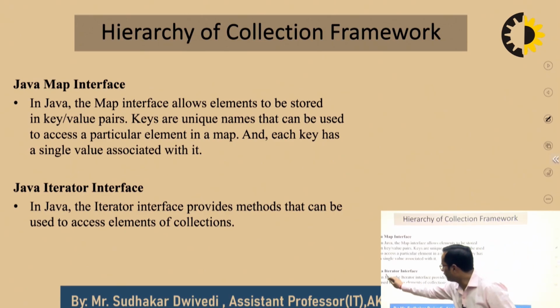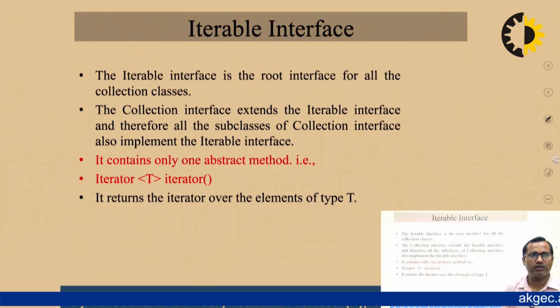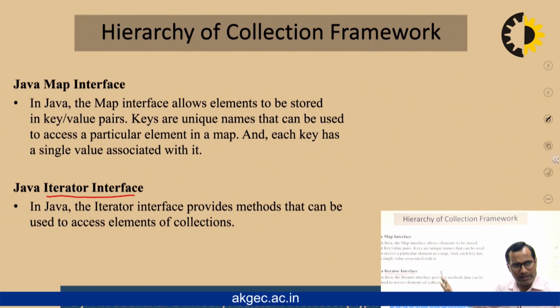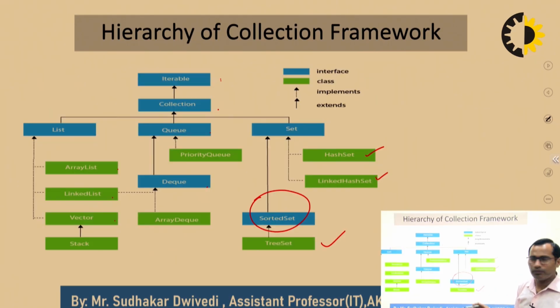Another one is the iterator interface. If we want to access or traverse all the elements of the collection, we will use the iterator interface. The iterator interface provides the methods that can be used to access the elements of the collection. Sorry, it's the iterable interface I have just mentioned. The iterator interface provides the methods to iterate the collections, that means just traverse the collection. And this is the iterable interface that I have shown you.